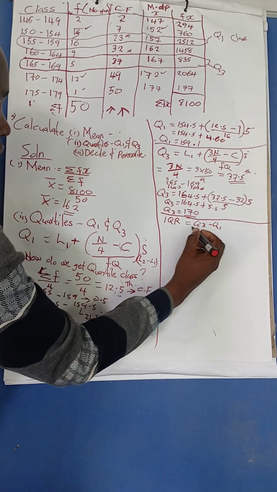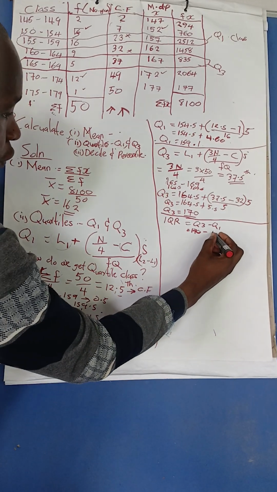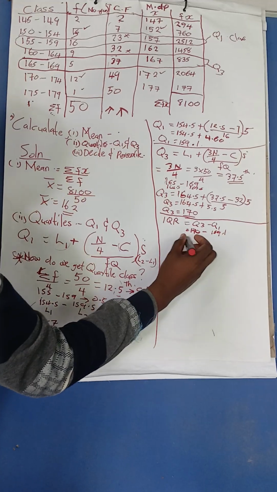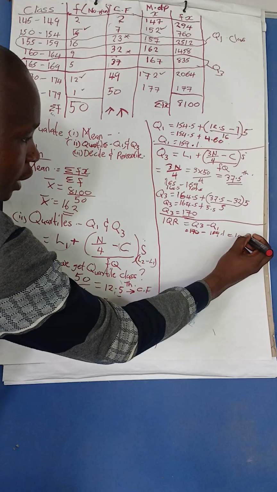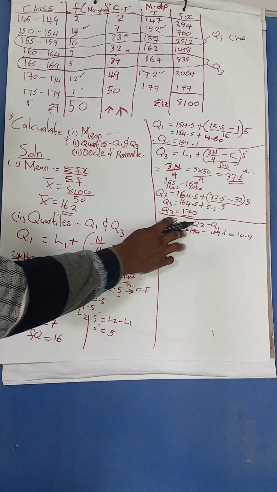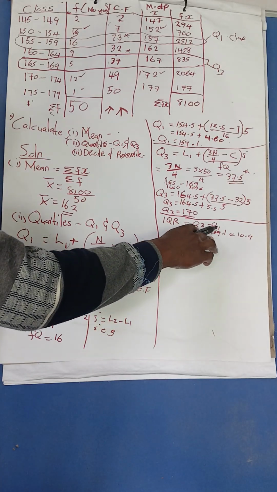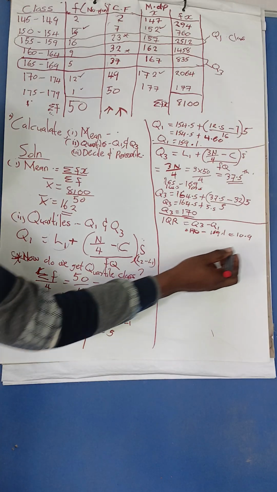Like for this case, it will be 170 minus 159.1. So our answer there will be 10.9. Good. Just simple that way. And then for the semi-quartile range you divide by 2, it will be Q3 minus Q1 divided by 2. So you divide by 2, and your semi-quartile range will be 5.45. Very simple.